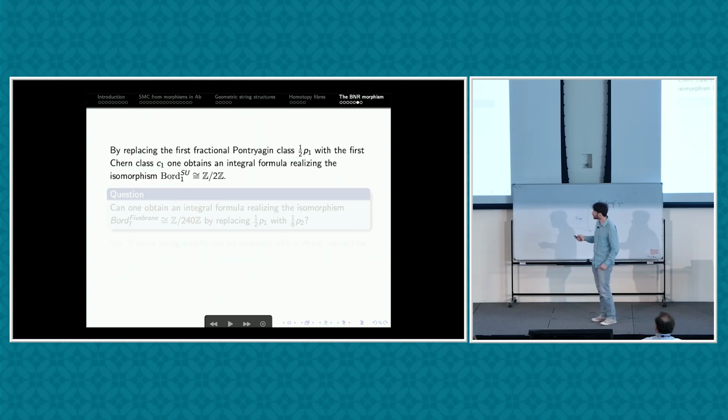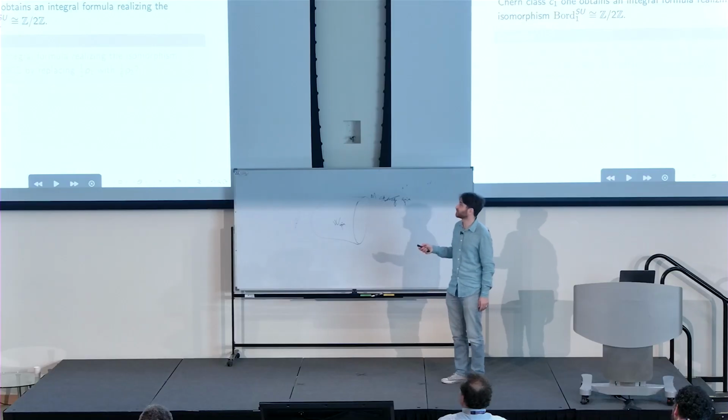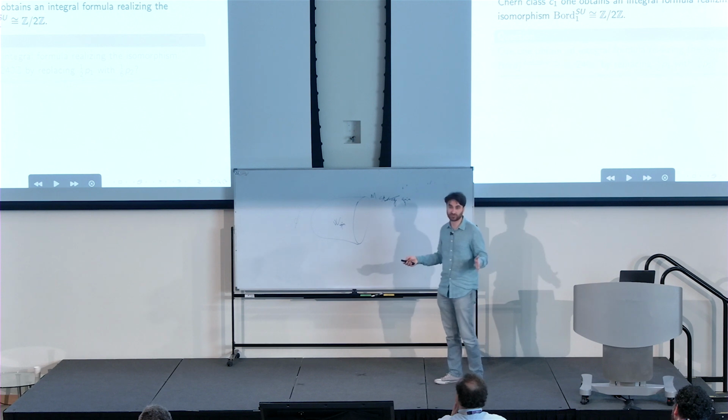So, everything here was based on 1/2 p1. One can play exactly the same game using the first Chern class. And in this case, one would get something that has not 1/24 but 1/2. So the 1/24 was the one over 24 that appears in the A-hat genus. So this will be the 1 over 2 that appears in the Todd genus. And everything is completely the same.